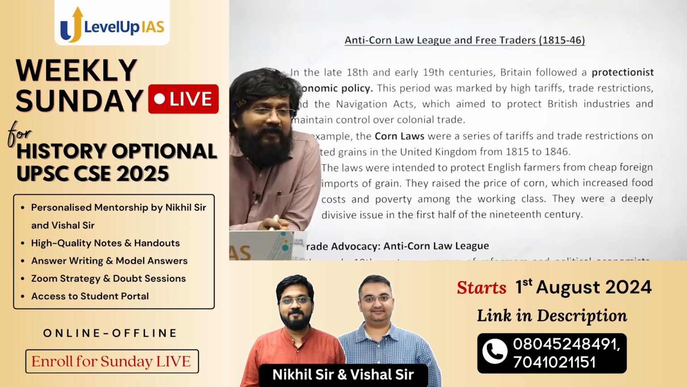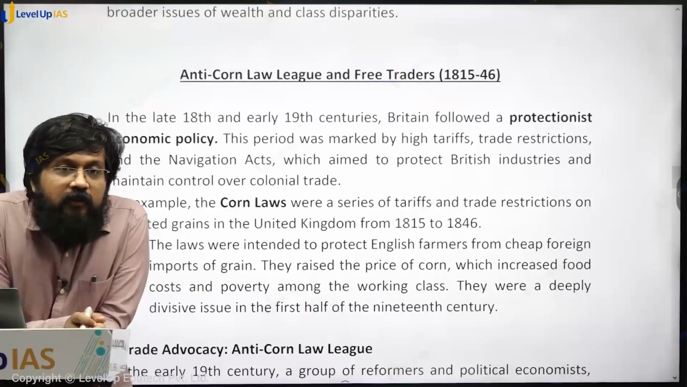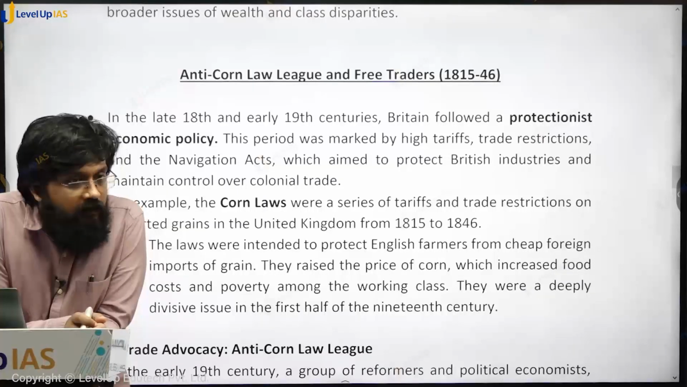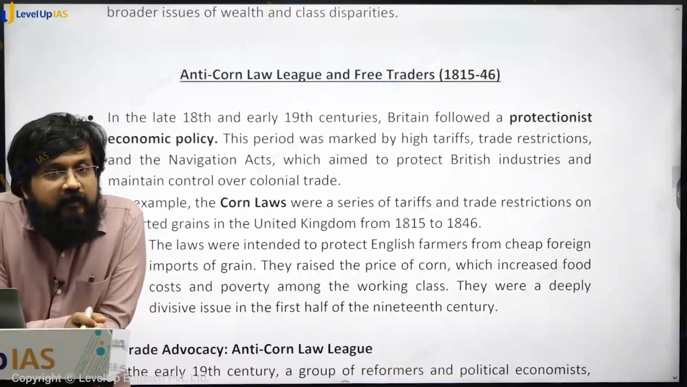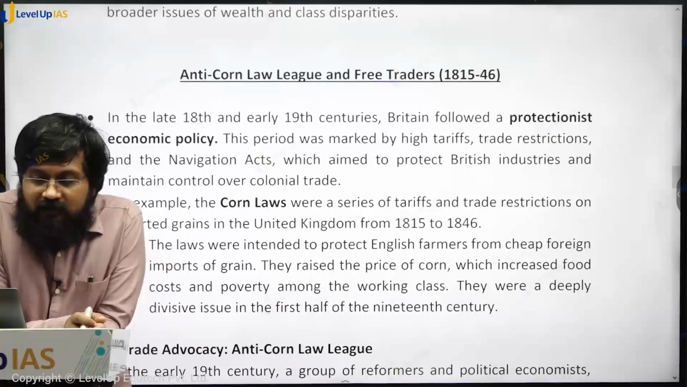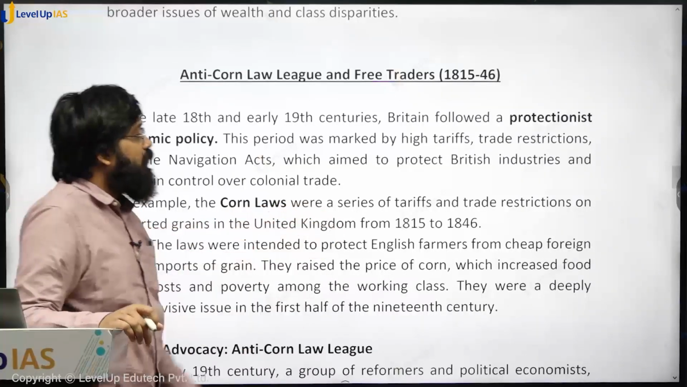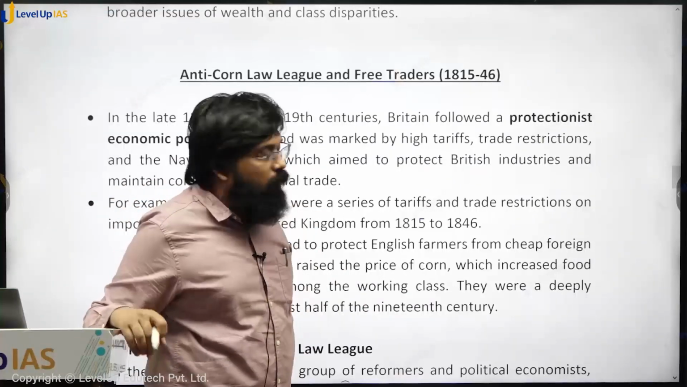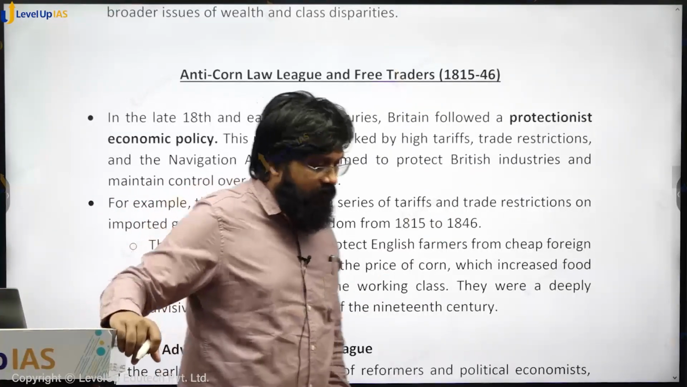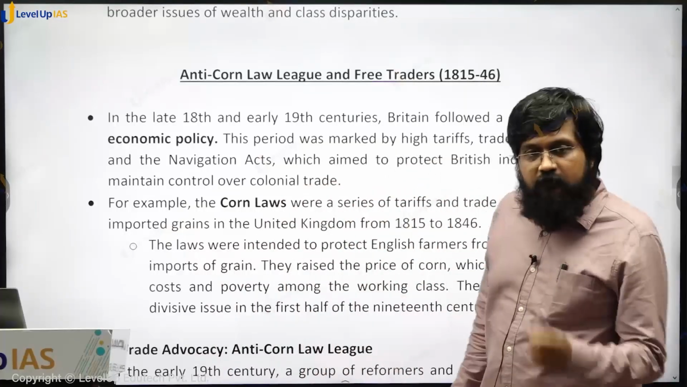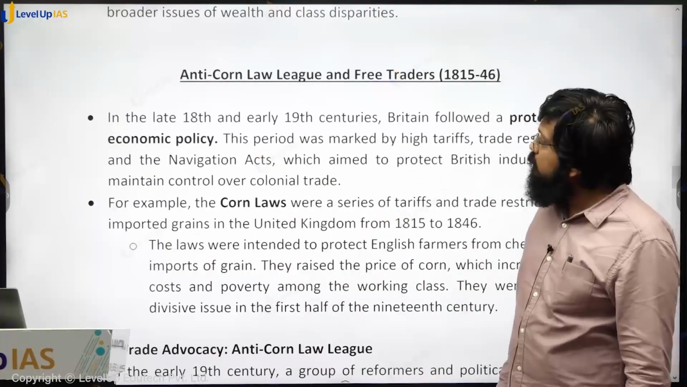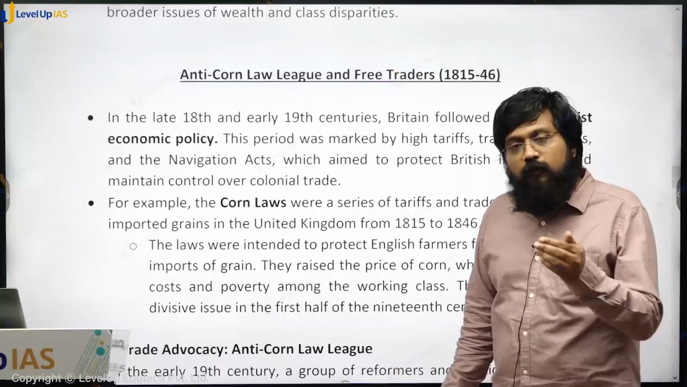Why 1815? There are two possibilities. One possibility is that in 1815, the Napoleonic era ends. So UPSC wants us to focus on British politics in the post-Napoleonic decades. The other possibility is that in 1815 this act was passed, the Corn Laws. The Corn Laws were passed in 1815 and they were ultimately repealed in 1846. So in that context, 1815 is important. We know that already there is a demand for free trade.